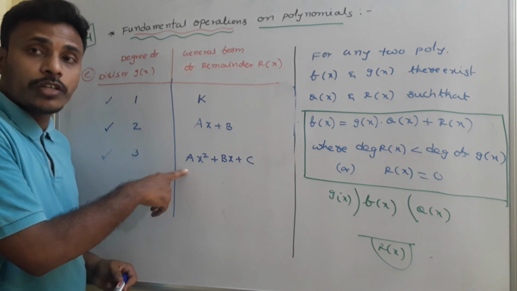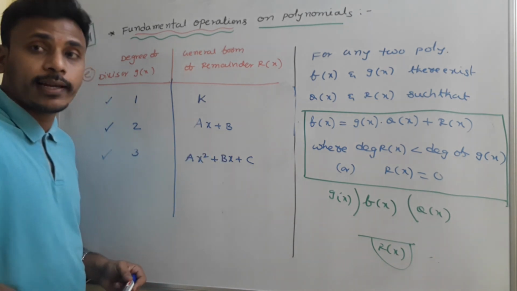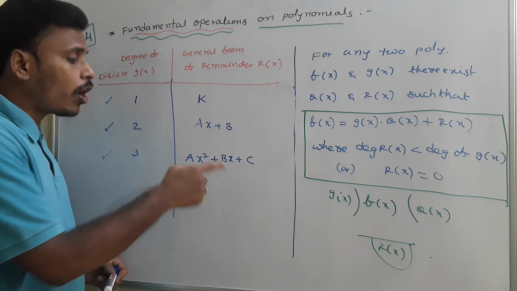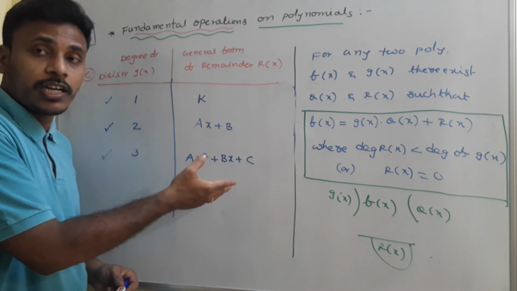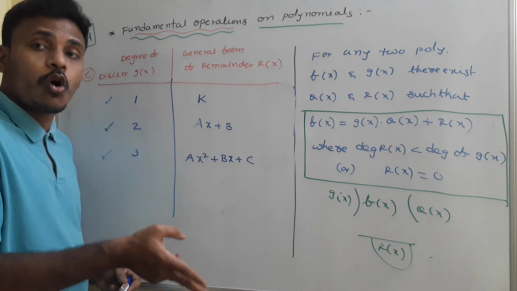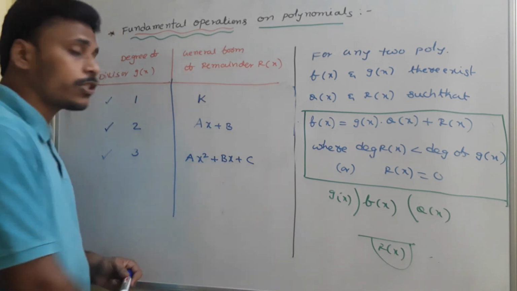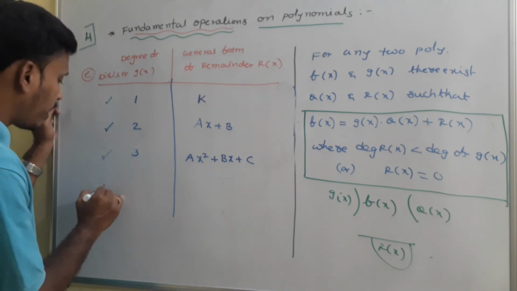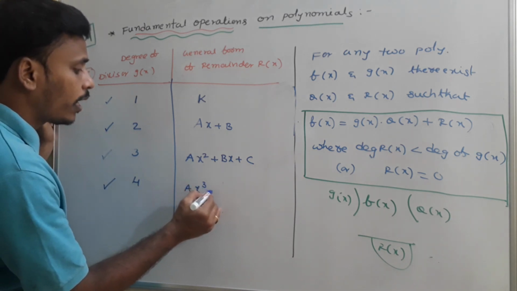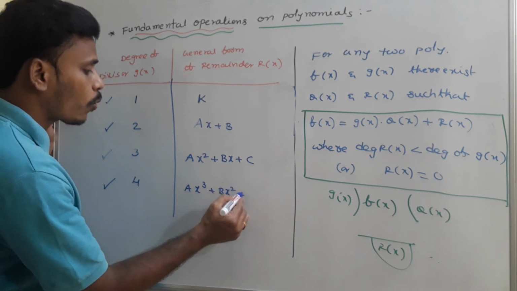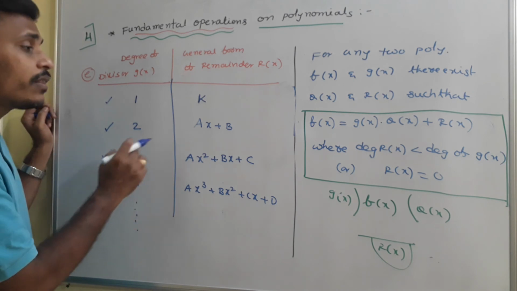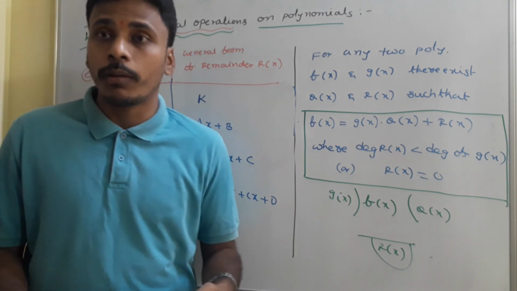If a is non-zero, r of x is of degree 2 directly. Suppose a is 0, then the degree is 1, and if b is also 0, then it is a constant and the degree is 0. So the possibilities of degree 0, 1 or 2 are all conveyed with this form. And the same way if I extend, if the degree of divisor is 4, then the general form of the remainder is ax cube plus bx square plus cx plus d. Likewise we will extend this idea, and this idea is very helpful in solving many problems. Okay, have a look.